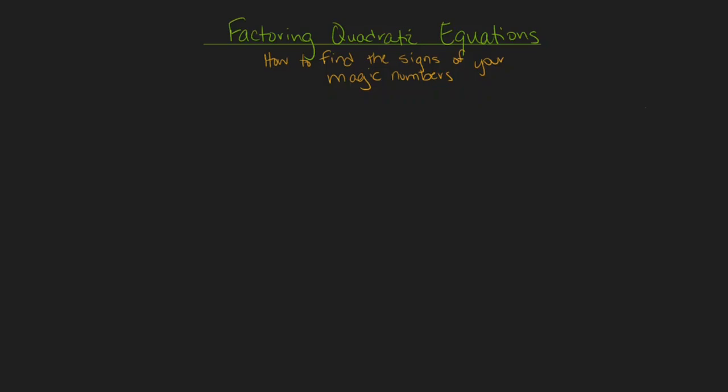I'm Amy and my job is to help you work smarter, not harder, so you can get through your work more quickly and easily. Today we're going to talk about ways that you can use the values of a, b, and c in the standard form of a quadratic equation to help you start to anticipate what signs you should expect for your magic numbers.